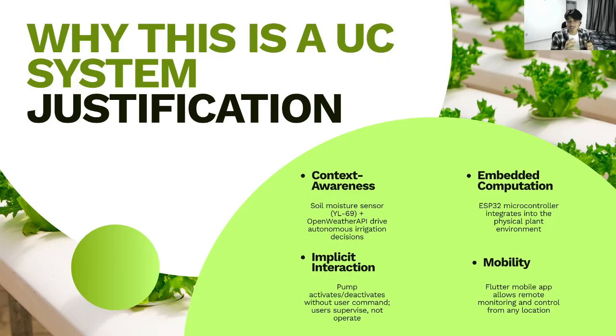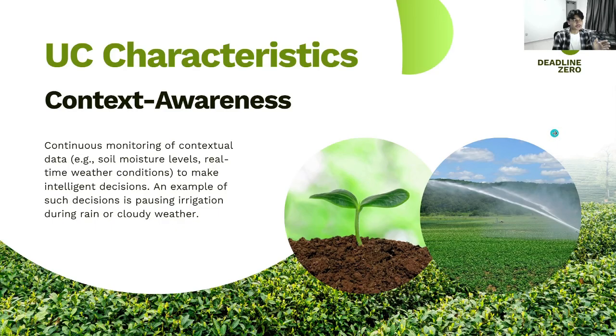And lastly, this is the most important for our system, which is mobility. It uses a Flutter mobile app that allows remote monitoring and control from any location, from anywhere. So this is the justification of why Smart Irrigation Solution is a UC system. And moving on to the next person.